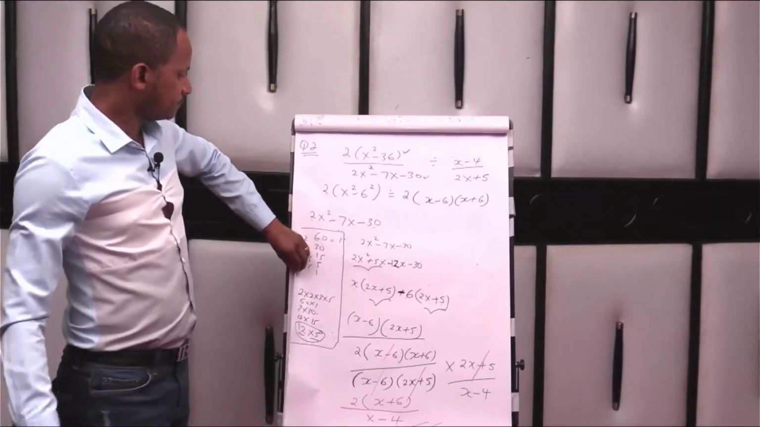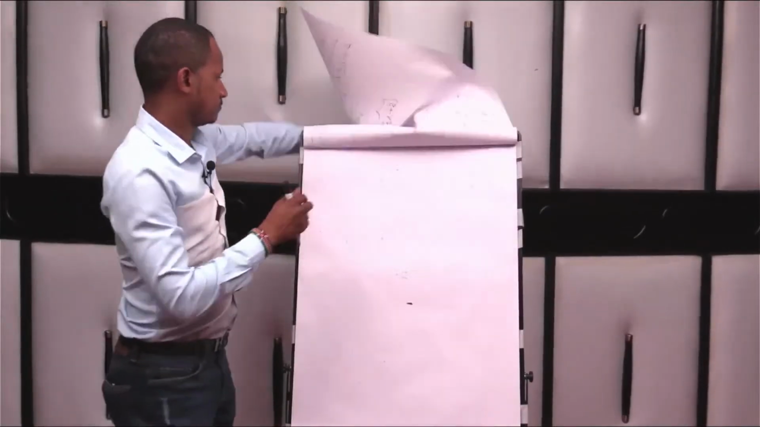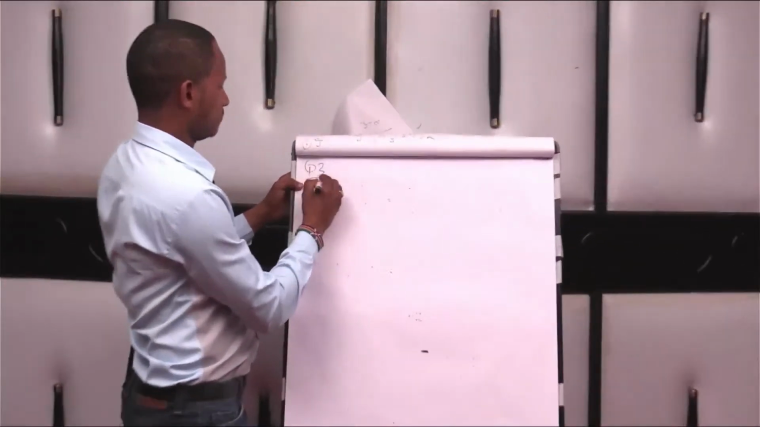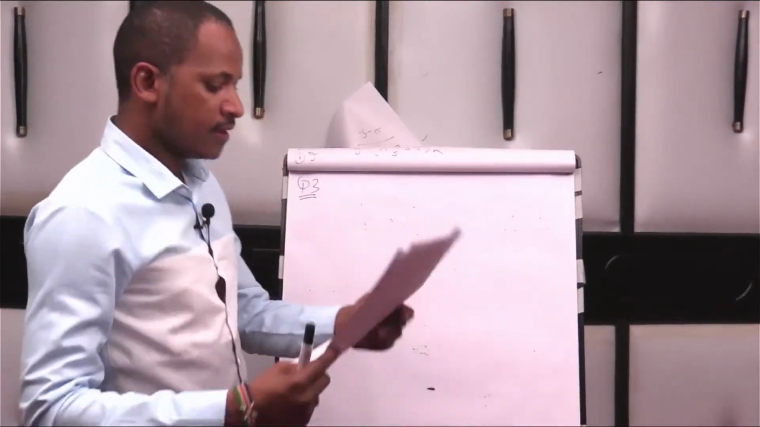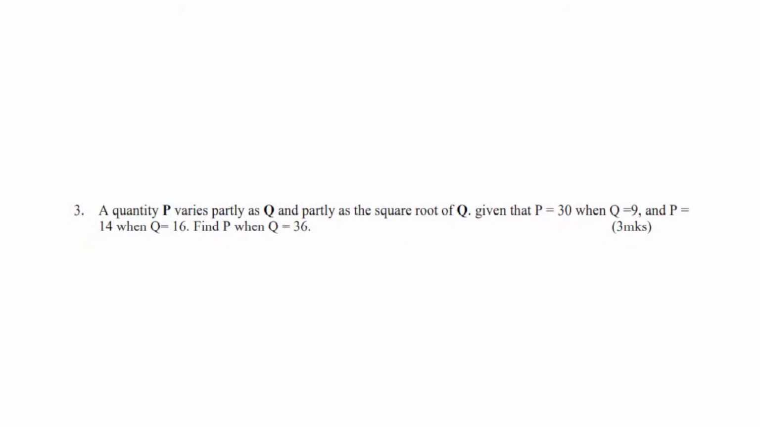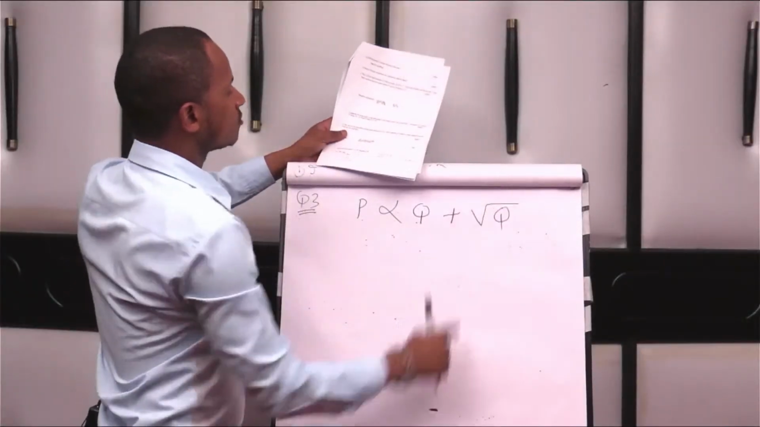Question number 3. A quantity P, this is variation, a quantity P varies partly as Q. So quantity P varies partly as Q and means plus partly as the square root of Q. So quantity P varies partly as Q and partly as the square root of Q.